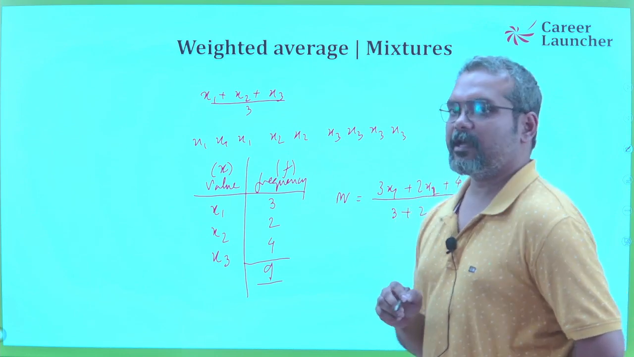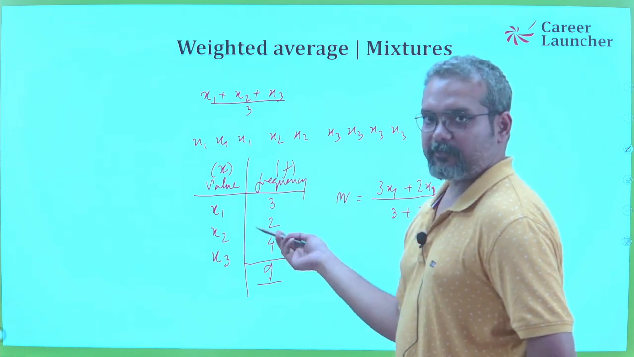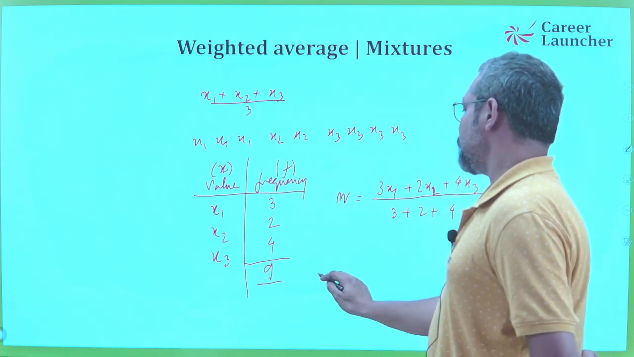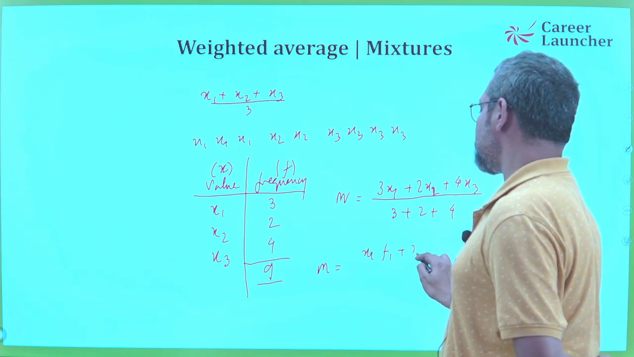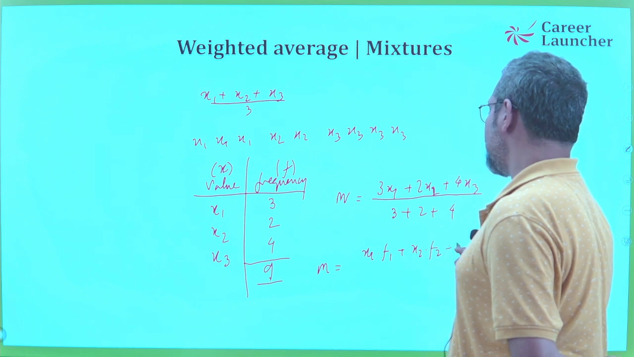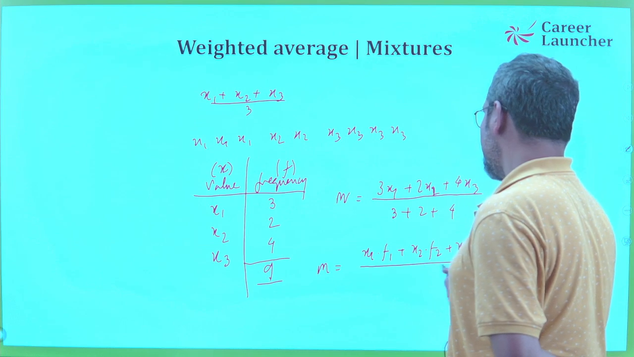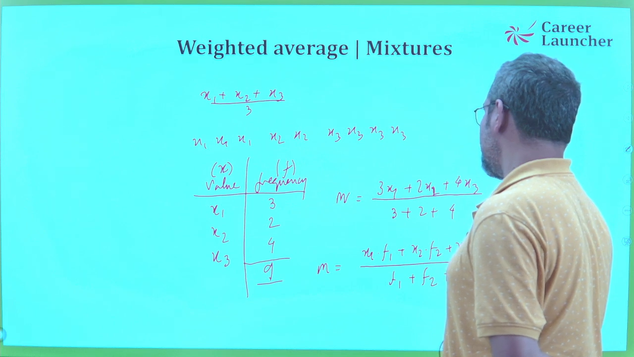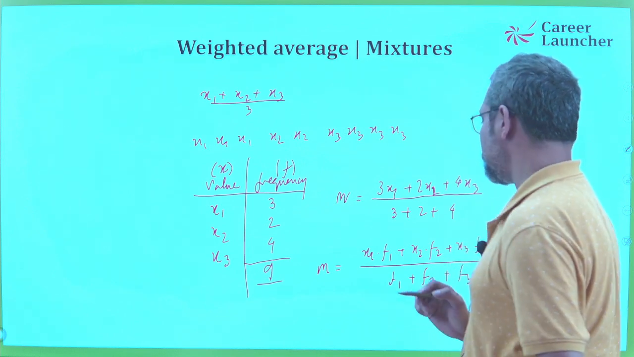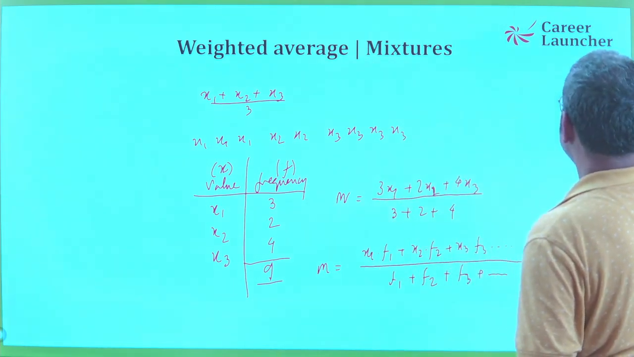So when we have values which repeat multiple times, they have a frequency, so we can write this as x1 times f1 plus x2 times f2 plus x3 times f3 and so on, divided by f1 plus f2 plus f3 and so on. So let's take a question on this and see how we approach.